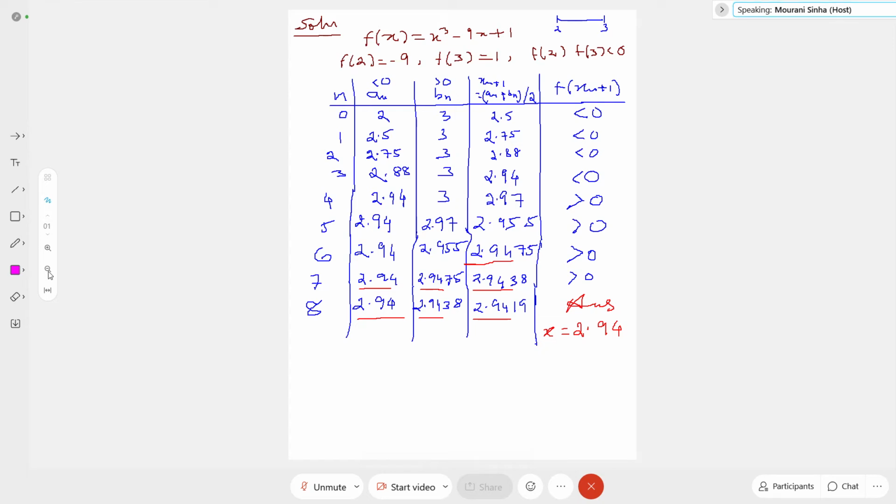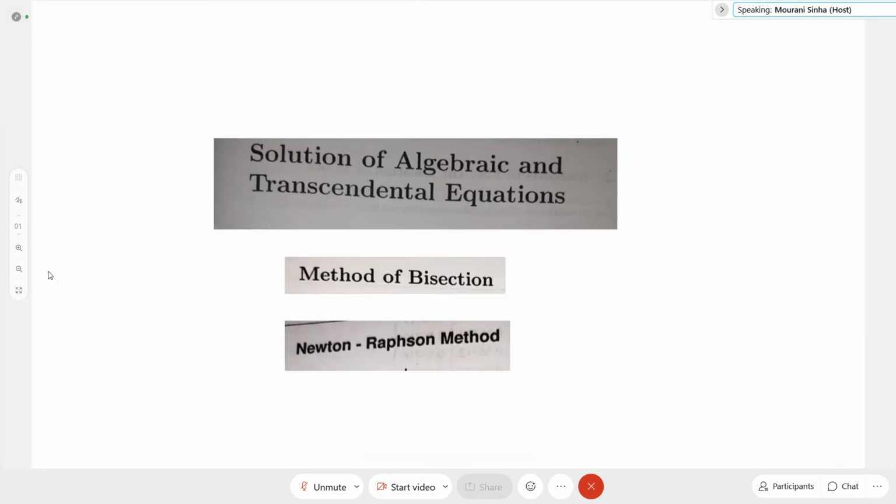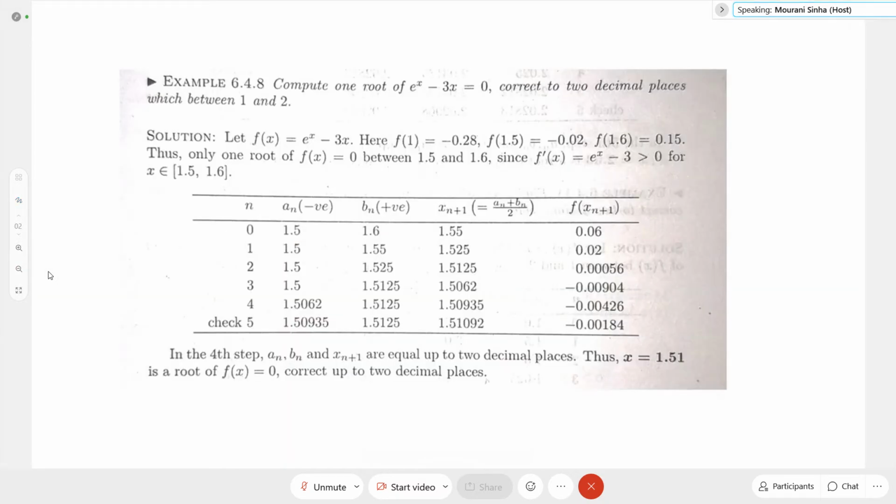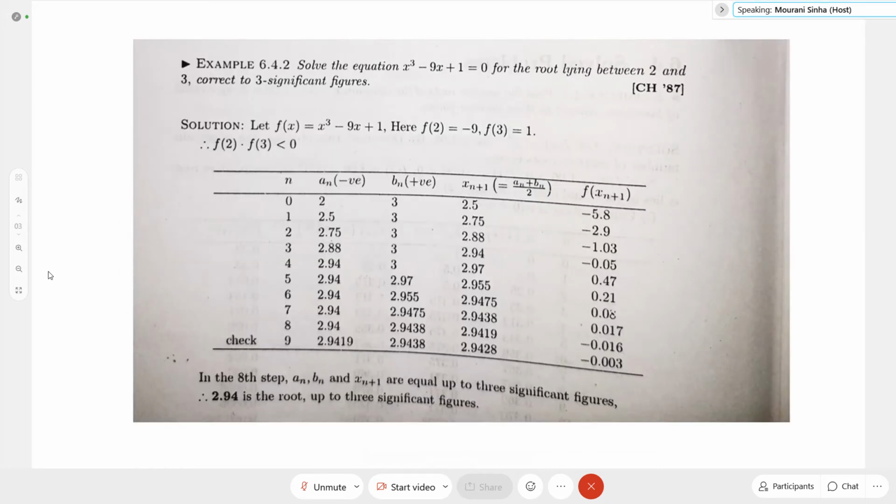So I am stopping whenever 2 consecutive steps give me the same value for an, bn and xn plus 1. That's my stopping criteria. So this question is done here in the PPT. You can check it. In the 8th step, an, bn, xn plus 1 are equal up to 3 significant figures. So the root is 2.94.